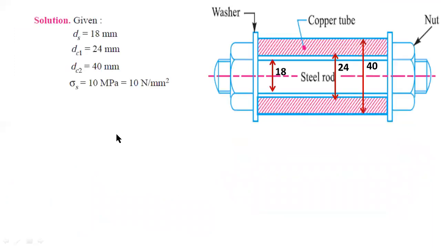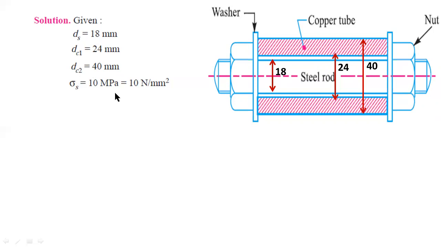So the given details are: ds is the diameter of the steel rod. Suffix s means steel, and suffix c refers to copper. So ds, the diameter of the steel rod, is equal to 18 mm. This is a solid rod. And dc1 is the inner diameter of the copper tube, that is 24 mm. And dc2 is the outer diameter of the copper tube, that is equal to 40 mm.